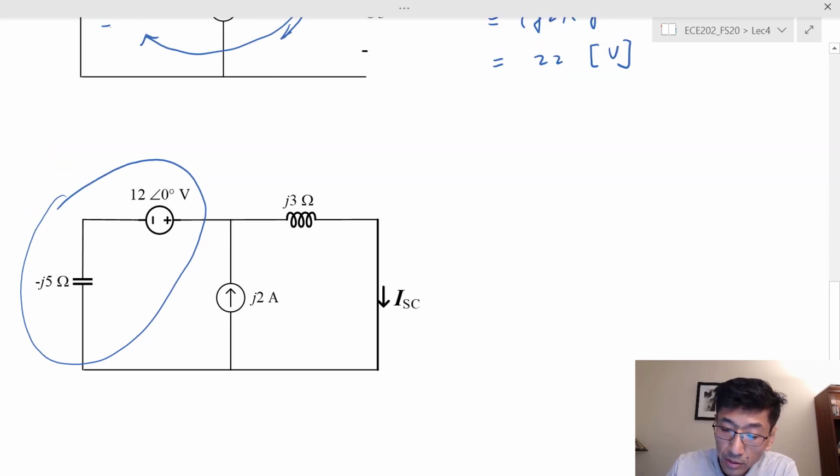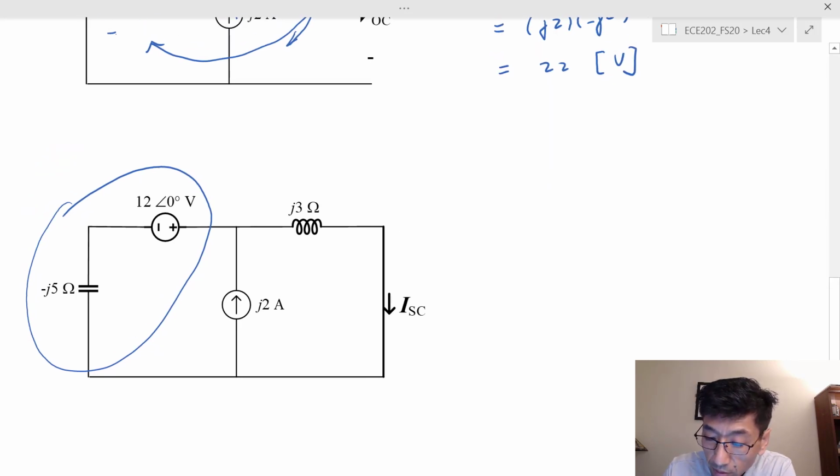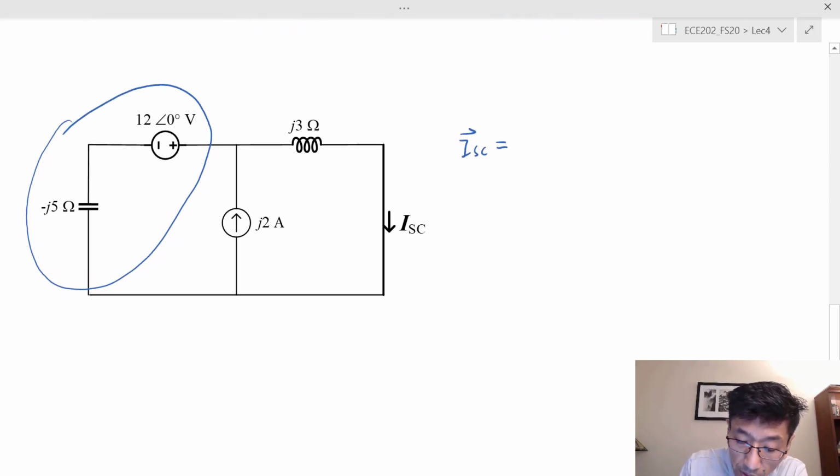So let's do this. Let's do I sub SC is going to be equal to. In this case, I transform this with the source transformation, and what I end up with for the circuit is this.